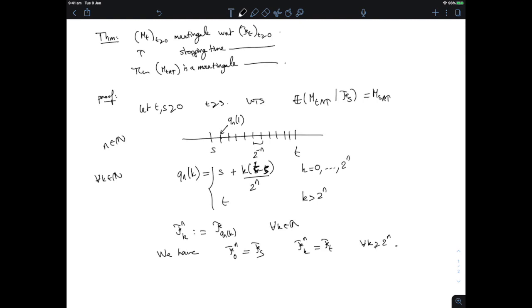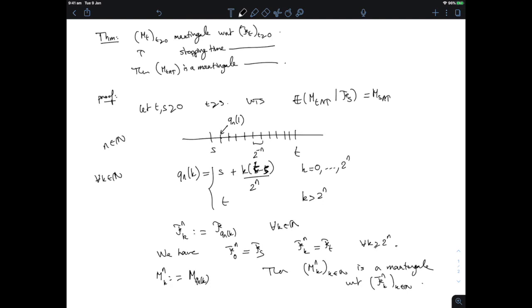Now, with respect to that discrete filtration, if I look at M at q_{n,k}, let's call that M_{n,k} just to be consistent with notation, then M_{n,k} for k in the natural numbers is a martingale with respect to the filtration F_{n,k}. All of that is indexed by k. n is a fixed parameter that just gives me my level of approximation.